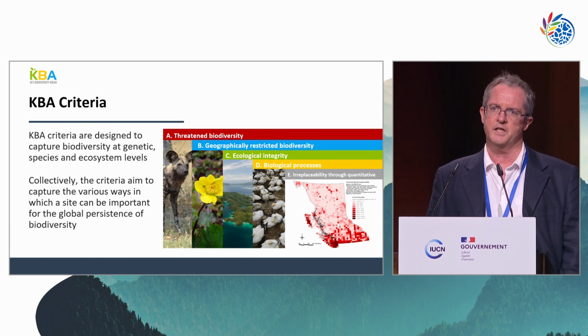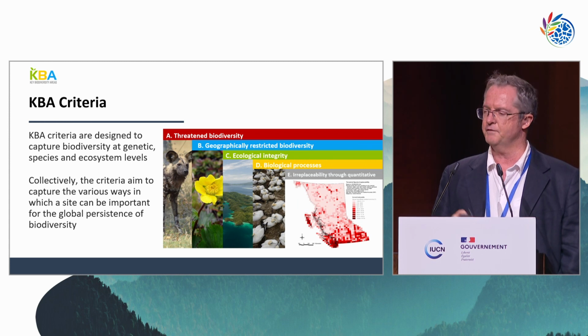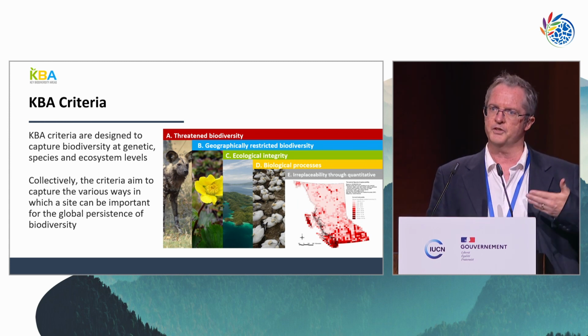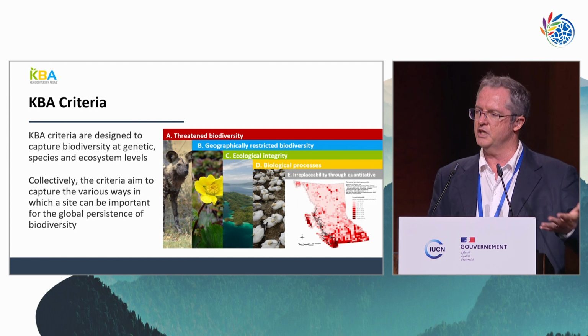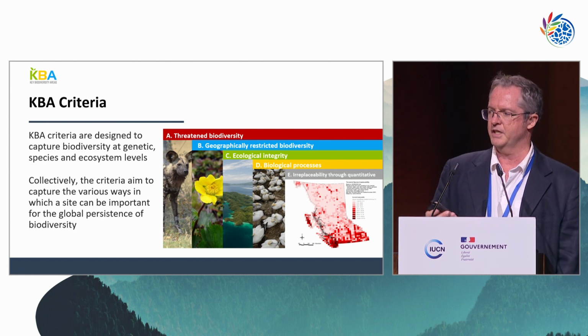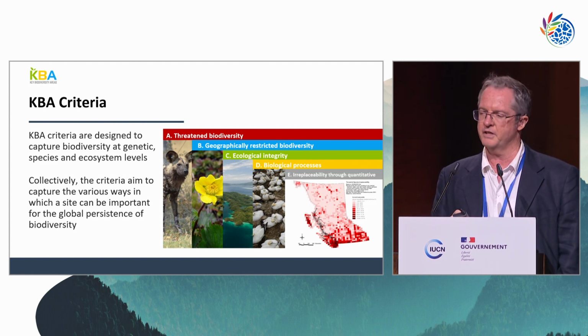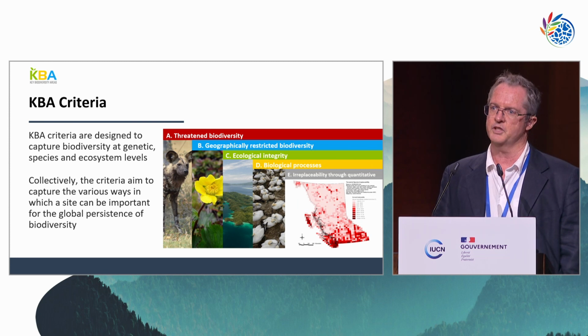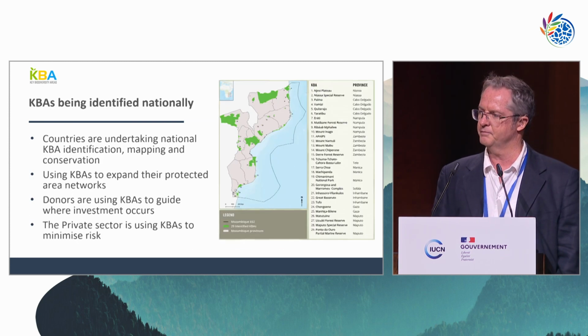And then finally, sites of irreplaceability, where if you're setting a certain amount that you want to conserve of a species, you can't find anywhere else where you can conserve them. You have to be conserving in those sites. And collectively, the criteria aim to capture all the various ways the conservation community values biodiversity.